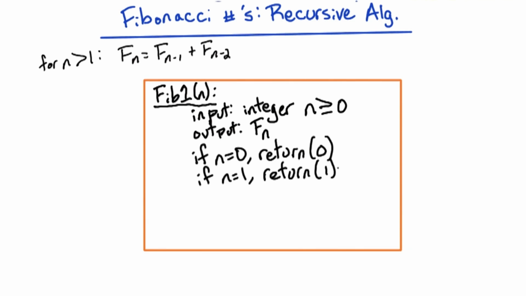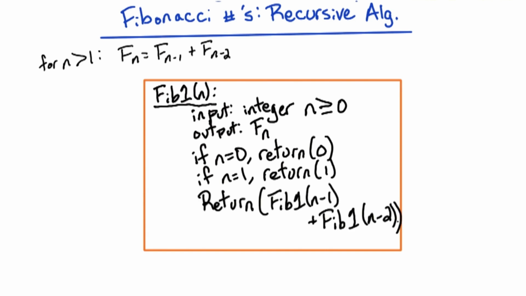First we'll deal with the base cases. The first two Fibonacci numbers are 0 and 1. In general, we'll utilize the recursive definition of the Fibonacci numbers. We will recursively compute the n minus first and n minus second Fibonacci number, and we'll return the sum of those two. This completes the definition of our algorithm.